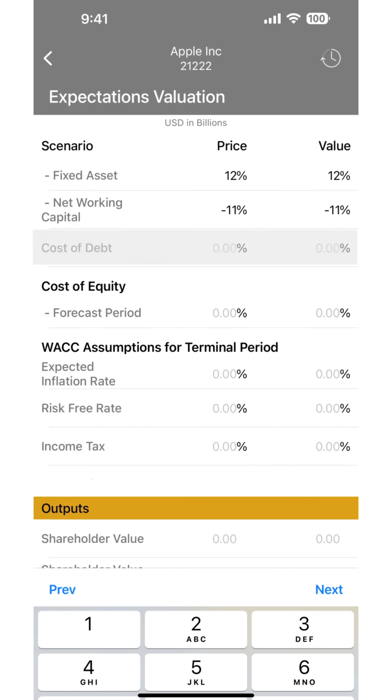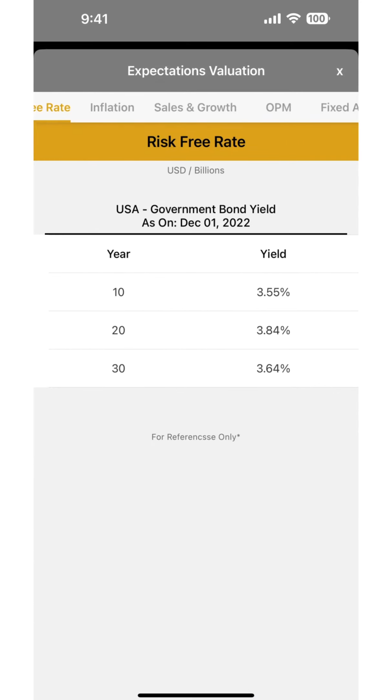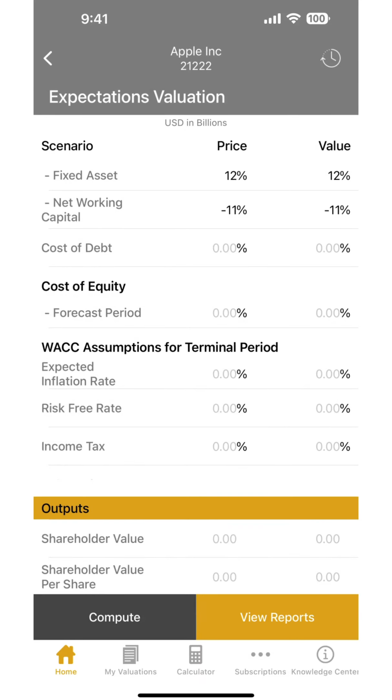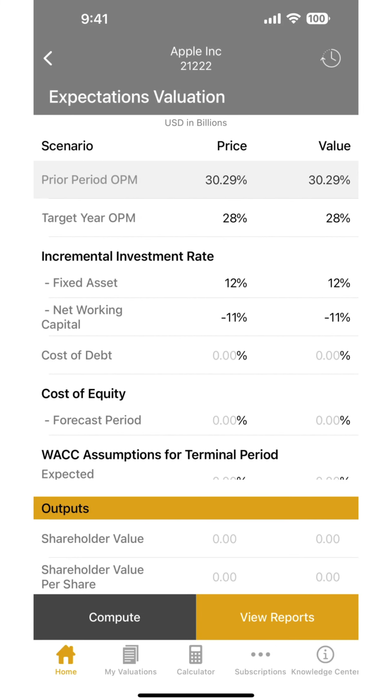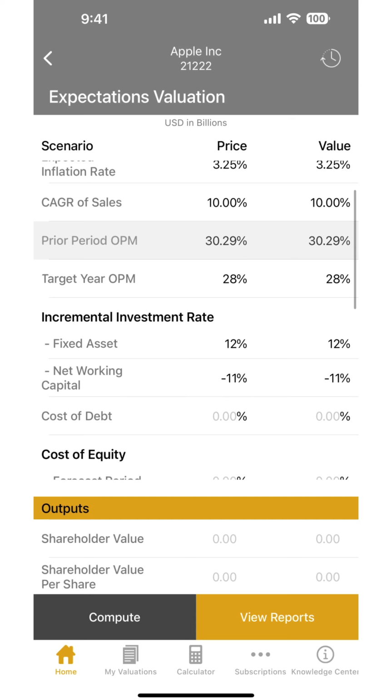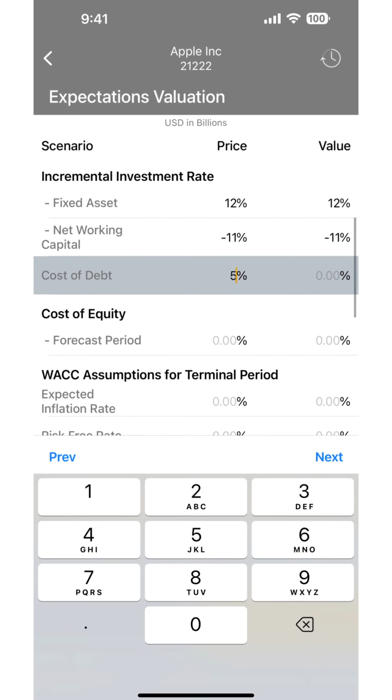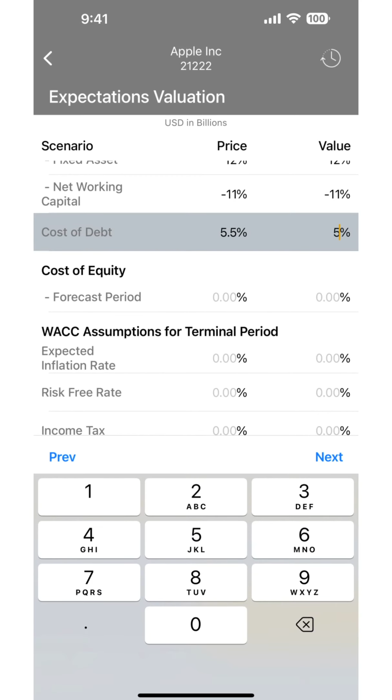Now we look at cost of debt and equity during the forecast period. The cost of debt is taken by looking at the risk-free rate and the default spread of the company. The cost of debt should be based on the currency in which the valuation is done and is for the forecast period. The cost of debt for Apple is taken at 5.5%.